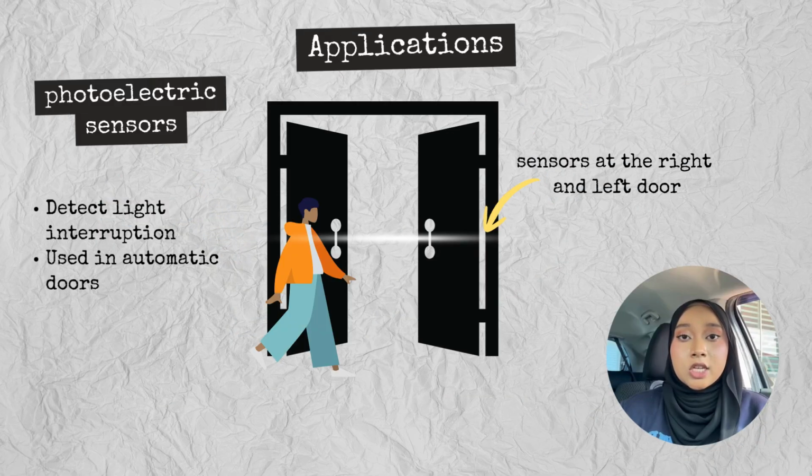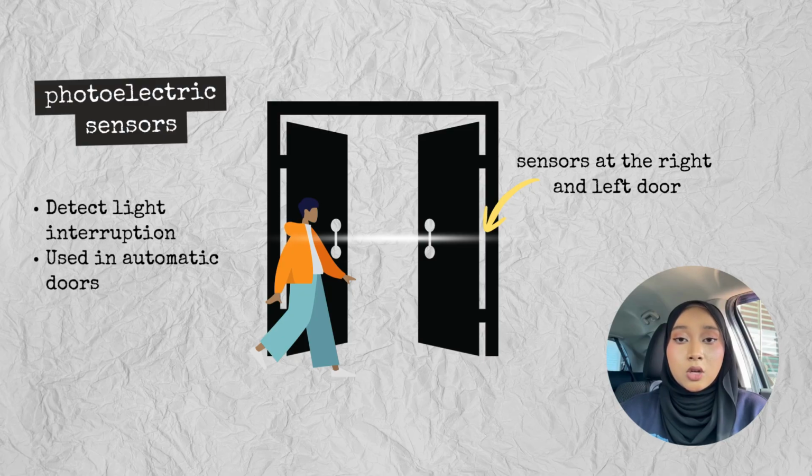Another application is the photoelectric sensor, such as those used in automatic doors. When light falls on the sensor, the photoelectric effect produces an electrical current. When a person interrupts the light beam, the current changes and this signal is used to open the door.